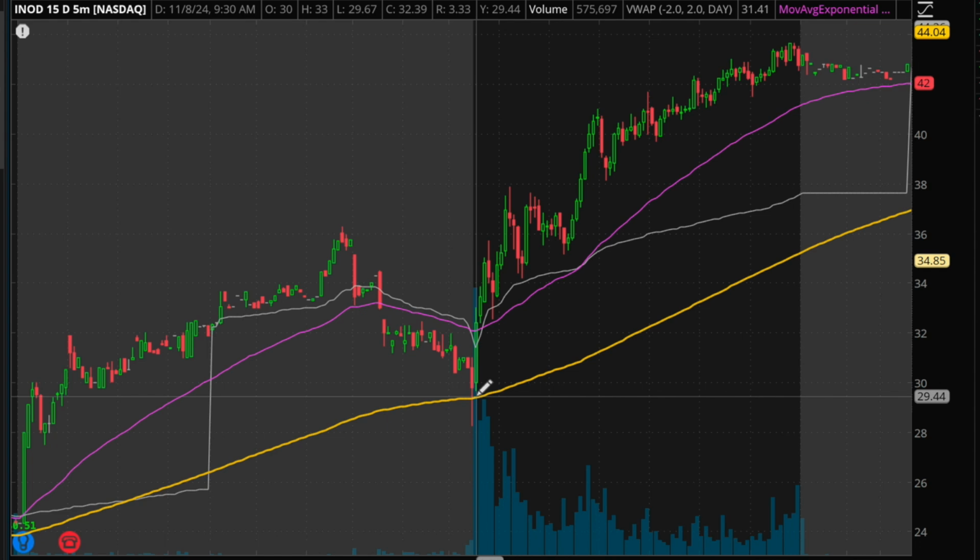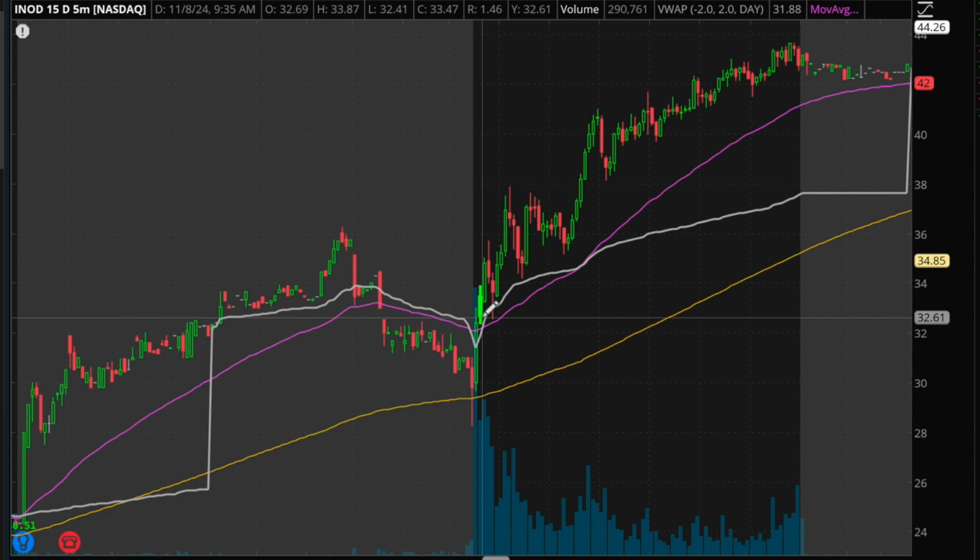Now, the crucial part here is that we're using the 5-minute chart. Sometimes you can even use the 15-minute chart, but you're going to be missing out on a bigger portion of the move when you're using a longer term time frame like that.